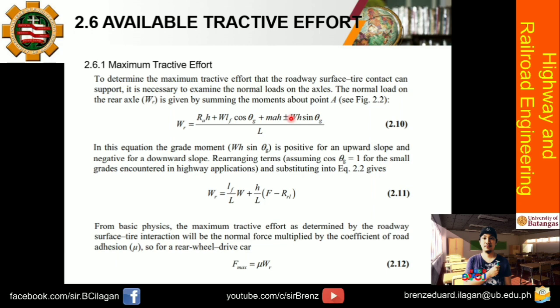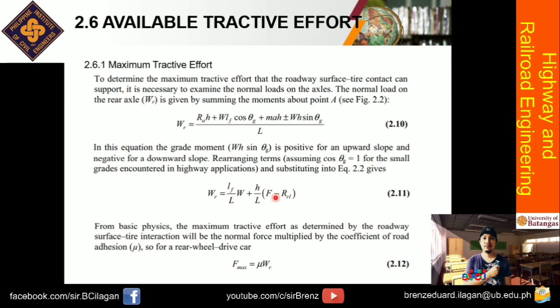So, in this equation, the grade moment, W sub H sine theta sub G, is positive for an upward slope. So, its value is positive when the slope is going up, and negative for a downward slope, or when the road is descending. Rearranging the terms, assuming that cosine of theta G is equal to 1 for the very small grades encountered in highway application, and substituting into equation 2.2 gives the equation 2.1. So, your W sub R is equal to L sub F multiplied by W over L plus H over L multiplied by F minus R sub R L.